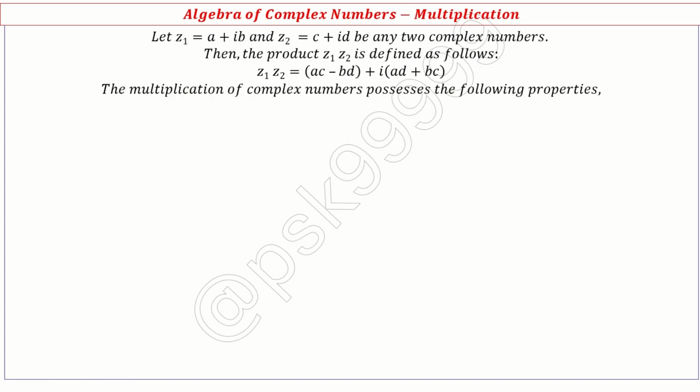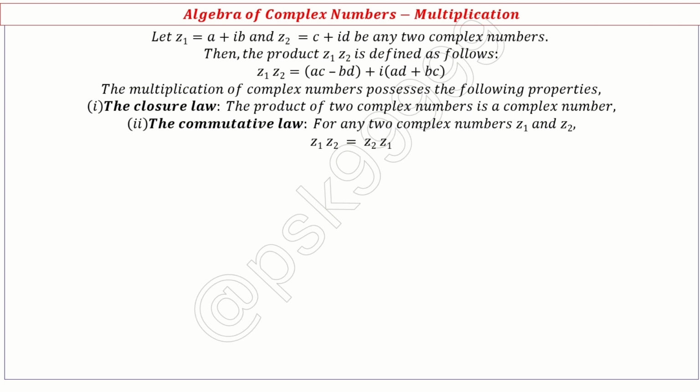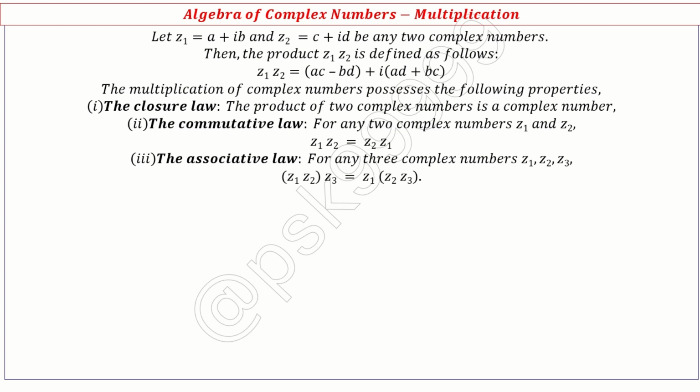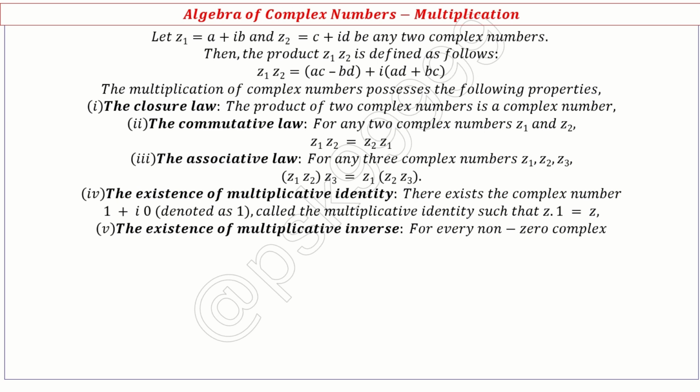Multiplication also follows the following properties. Closure law, definitely: Z1 into Z2 is a complex number, right? So it's closure. Commutative law: Z1 into Z2 equals Z2 into Z1. You can just take any example and try it. Associative: definitely, any order for three complex numbers is possible. Multiplicative identity, does it exist? Let's check. 1 is nothing but 1 plus 0i. You multiply 1 with any complex number and you get back the same number. So we have a multiplicative identity. And multiplicative inverse.